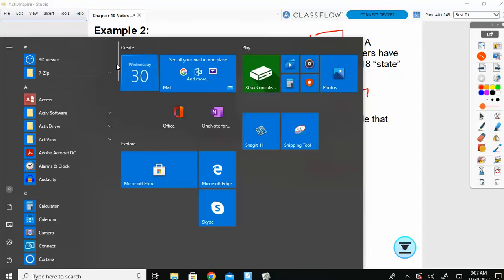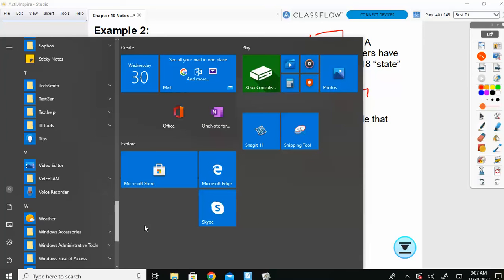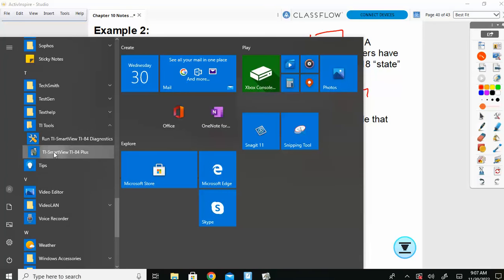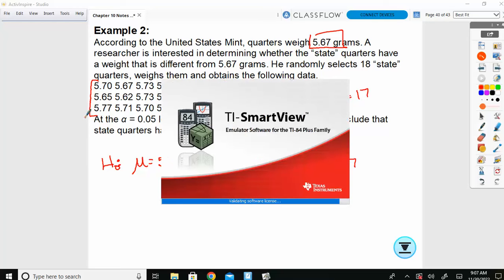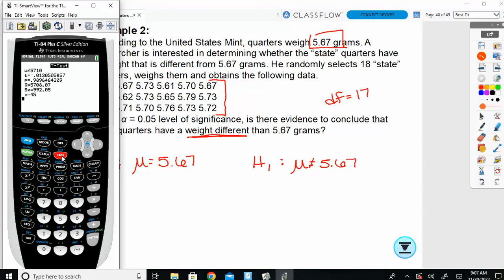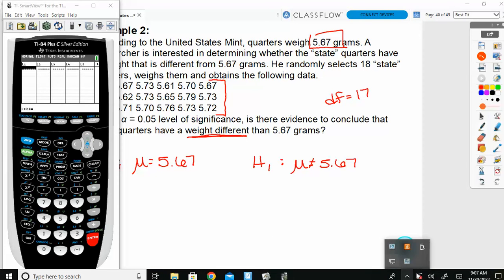Since we're going to have standard deviation too, let's go ahead and just do it on the calculator. So you're going to go to Stat, Edit, clear whatever's there, and enter all this data in your L1.